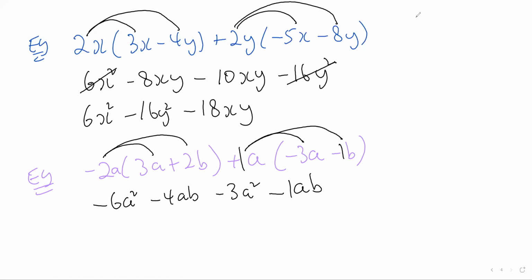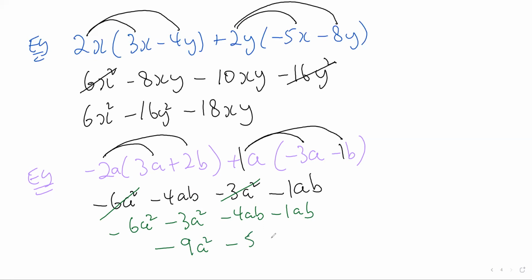Yeah, two pairs of like items here, right? Minus 6a squared, minus 3a squared. Rearrange. See, there's an extra step, we need to rearrange here. And then we have here minus 4ab minus 1ab. Same signs, and I keep the same sign, and that gives minus 9a squared. And then we have here minus 5ab.